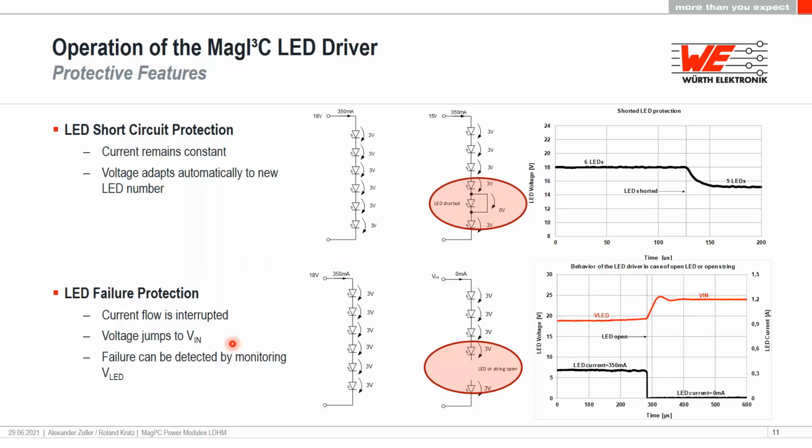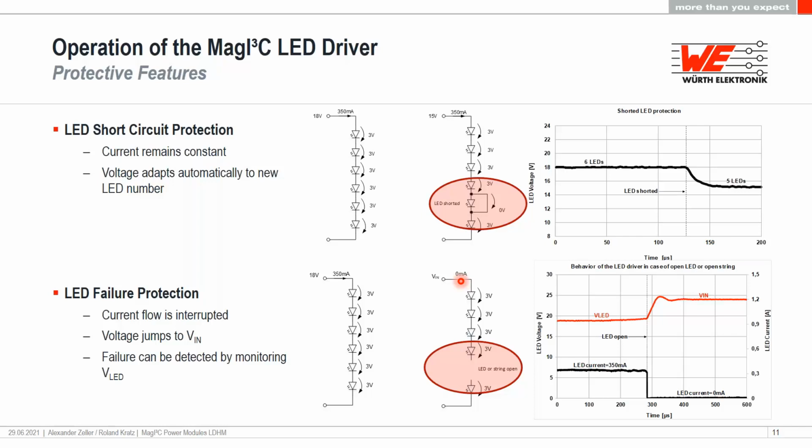Also, you have LED failure protection. If, for example, an LED is open, this means, for example, it is burned for some reason, then the loop here is open. Before we had the 18 volt and 6 LEDs, 18 volt, like in the top example. Now we have an open loop. This means no current can flow. The regulation wants to maintain the current which flowed before.